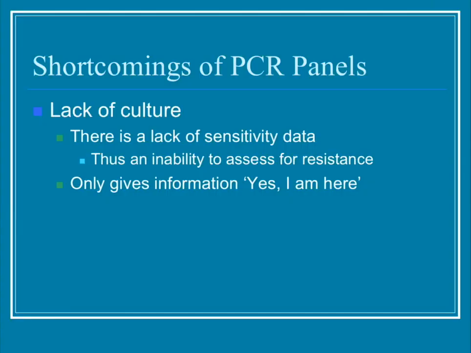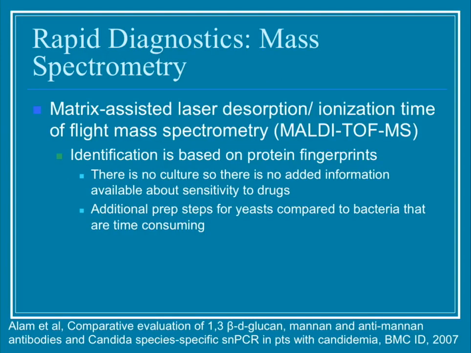What's the problem with PCR panels? Now, yes, it's easier to do, but there's no sensitivity data. All it says is, yes, I am here. It doesn't say what drug I should use. It doesn't say what drug I shouldn't use. It still takes another 48 hours on average to get a nice isolated pure colony to then run through the Vitek machine, and that is what will give you the full sensitivity panel about your bug.